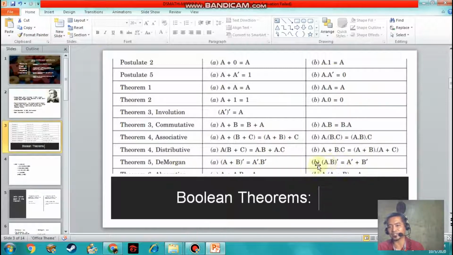Likewise, ganun na rin dito sa kabilang multiplication, kabaliktaran. A dot B, 1.1 is 1. Complement mo, 0. Tapos dito, 1 complement is 0, plus 1 complement mo is 0. So, 0 equals 0. Kahit maglagay ka pa ng value ng 0 dito sa dalawa, ganun din yan.